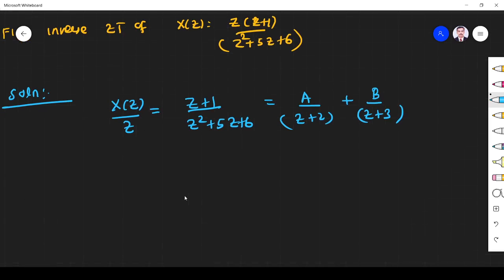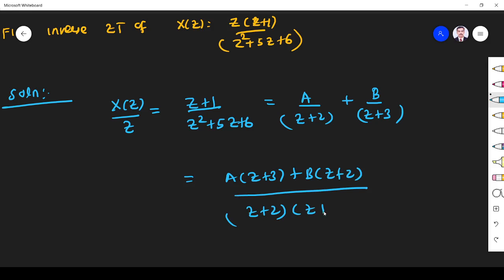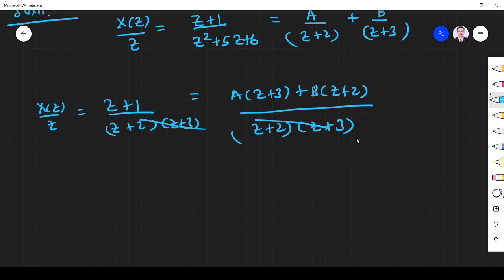Fine. Okay, so if I simplify, what will happen? So A into z plus 3 plus B into z plus 2 divided by z plus 2 into z plus 3. Here left hand side X of z by z, that is equal to z plus 1 divided by z square plus 5z plus 6, I can write as z plus 2, z plus 3. So this will be cancelled. So what I am getting? So that is equal to z plus 1 is equal to A into z plus 3, B into z plus 2.